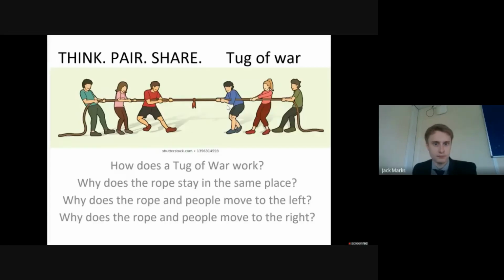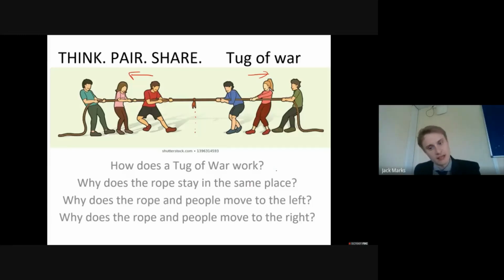So let's start here. As always, I want you to try and think about a context. I want you to try and think about a tug of war. So what's going on here in terms of forces? Well, clearly people are sort of pulling against each other, aren't they? And even though you have these forces going both ways, you might find that the rope remains in the middle. So why is this? Well, there's sort of like a cancelling out effect.